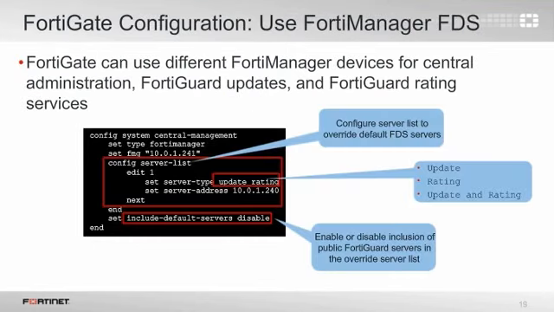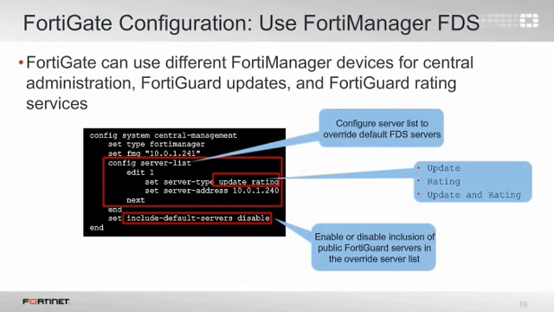Let's take a look at what is required on FortiGate in order to use FortiManager for FortiGuard services. You need to configure the server list. This is where you define the server address, which is the IP of FortiManager. You can also define the following options in the server type setting: rating, web filtering, anti-spam, and so on, and update, antivirus, IPS, and so on.